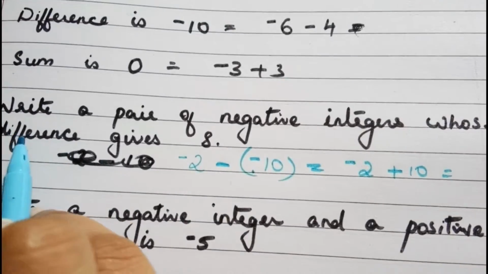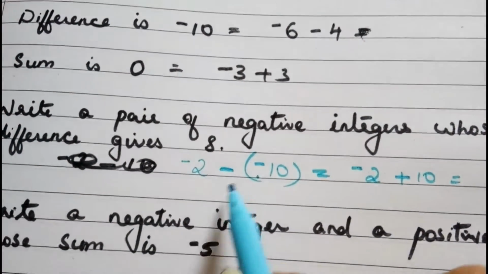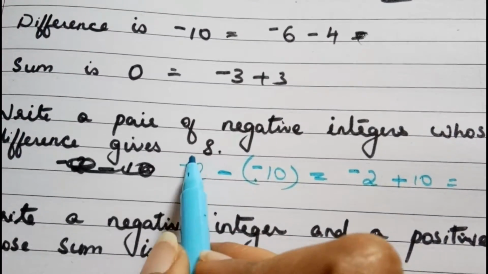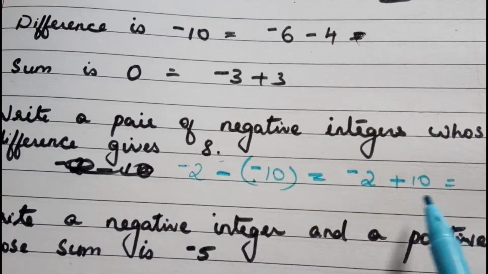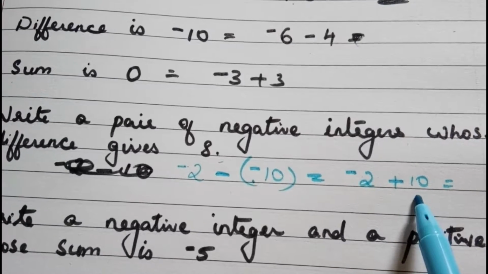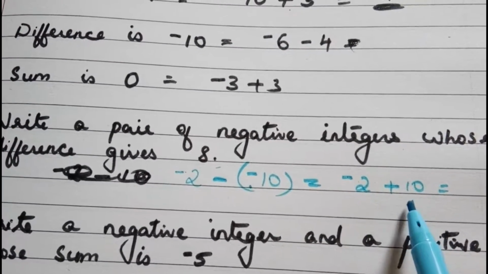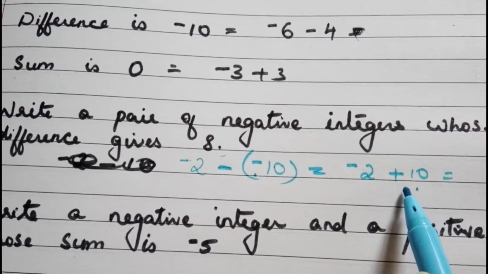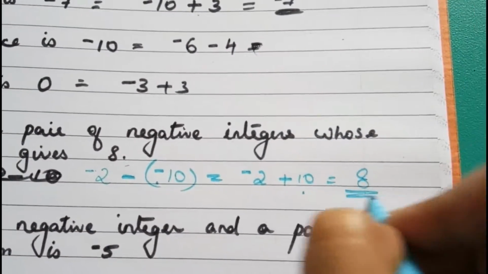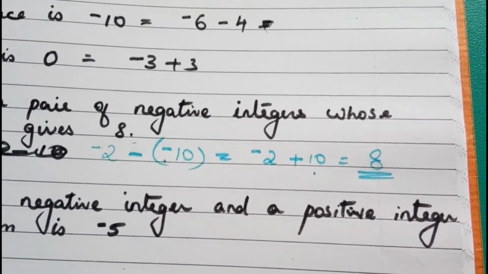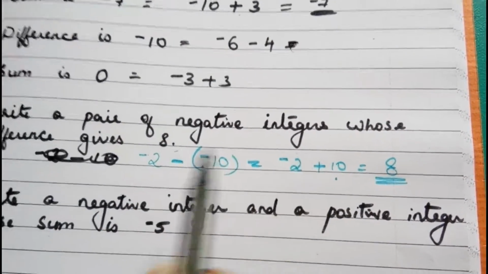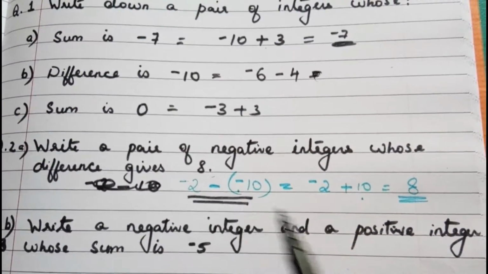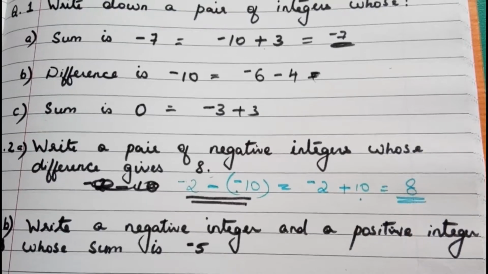Why? Because it was to find the difference. So we have started with the subtraction. Now, after calculating this, minus and minus becomes positive. And since we have to get the answer in positive, it would be minus 2 and plus 10. So what we have to do here? Find the difference and put the sign of the bigger number. So what is the sign of the bigger number here? Positive. So what would be the answer? 8. So ultimately, write a pair of negative integers whose difference is 8. The answer here is minus 2 minus 10. Clear?